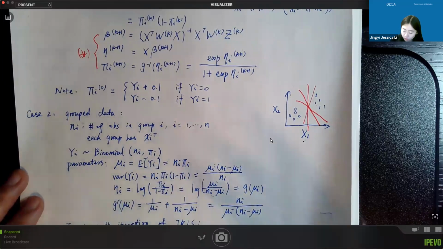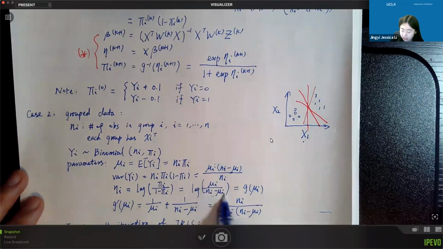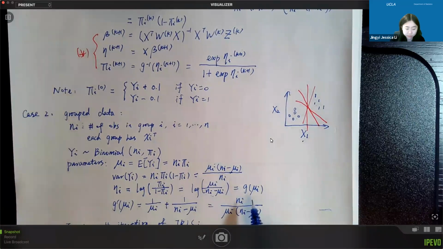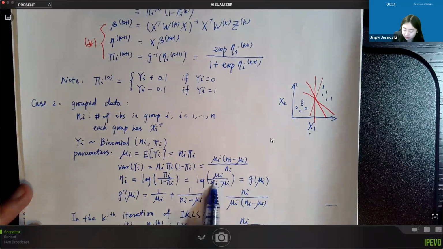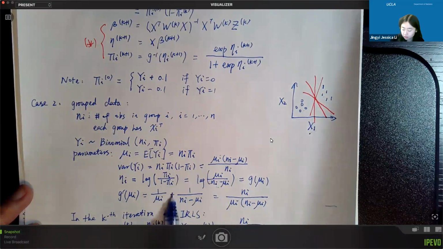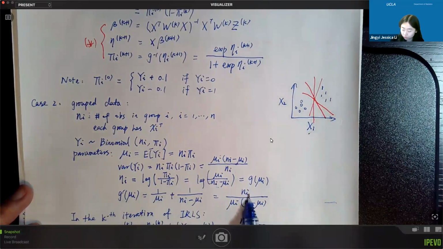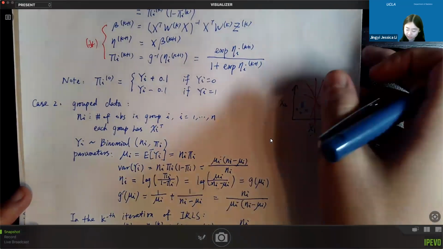We want to write this in mu i. So we have log of mu i divided by Ni minus mu i. And we call this the g function of mu i, the link function. And then g prime of mu i is, of course, we have log mu i differentiation 1 over mu i, and log Ni minus mu i, whose derivative should be negative 1 over Ni minus mu i. That's because we have a negative log. So those two negative signs cancel. We have this plus. So combining them, we have Ni over mu i times Ni minus mu i. These are all the things we need to start the iteration.